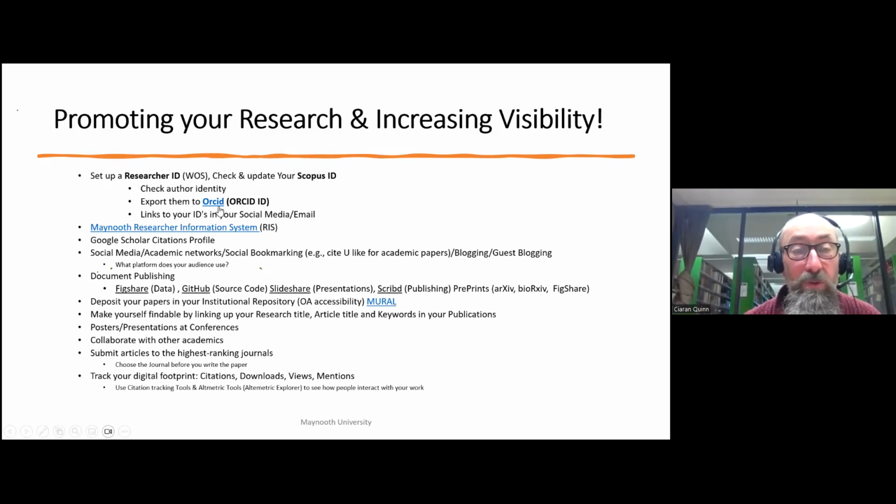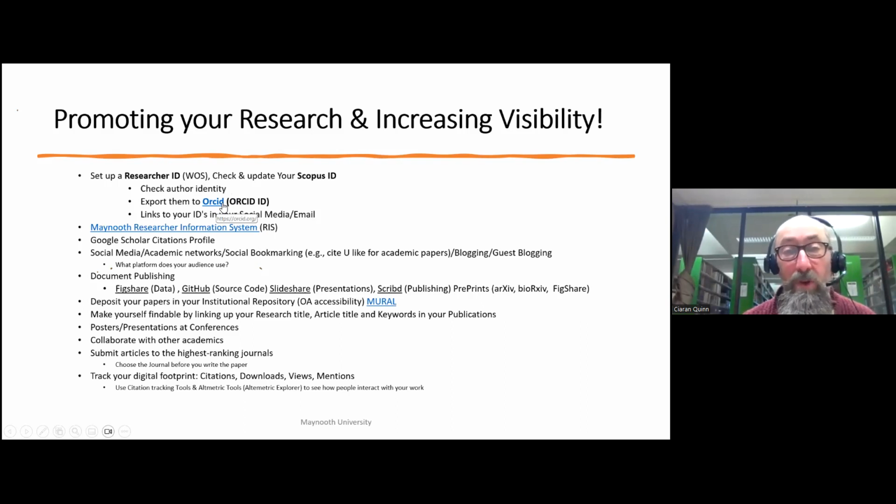Export them to ORCID. You've probably heard about ORCID. A great resource. Again, you can create your profile in there, that you get a unique ORCID ID that you can use. Again, put that onto any of your communications, whether it's your social media, your email, whatever it is. And that'll bring you into a list of your publications.